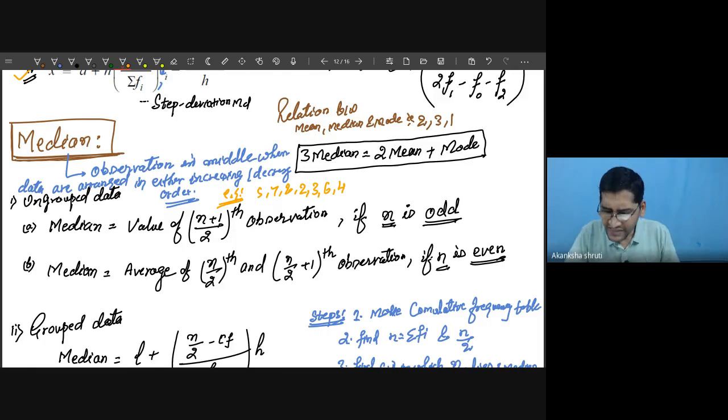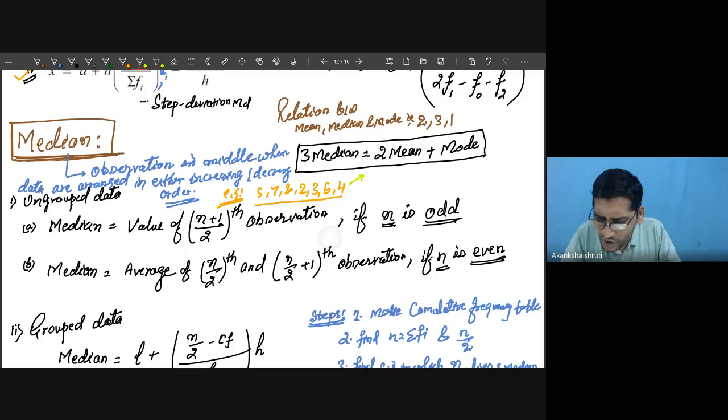Okay, these are the data given, or the observations we have. So first, what do we have to do? First we need to arrange it. Go for arranging in either ascending order or descending order. You are free to do that. Okay, let me write in ascending order.